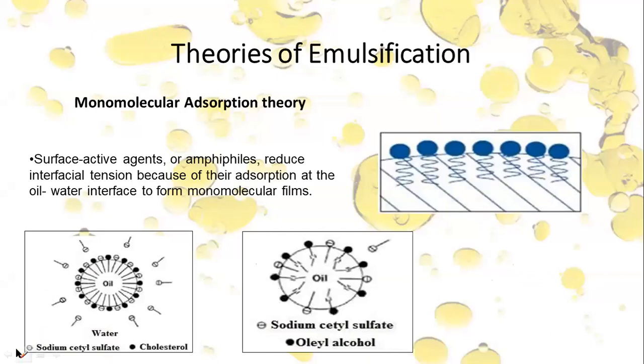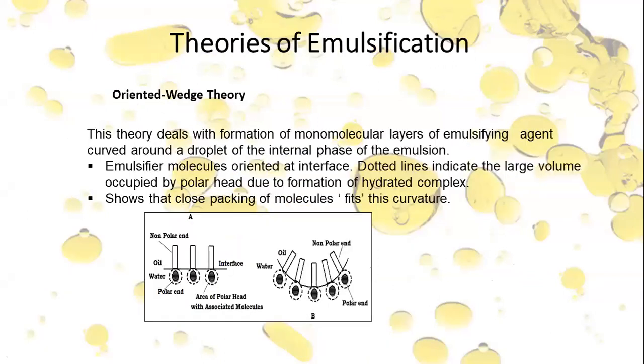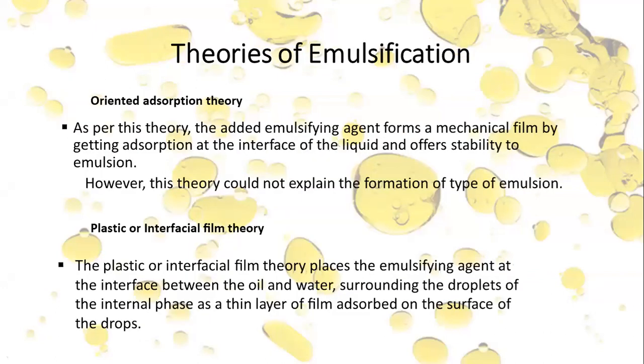So, what are the theories of emulsification? I have already told the monomolecular absorption theory. Then, oriented wedge theory. In the oriented wedge theory, in a system containing two immiscible liquids, emulsifying agents would be preferentially soluble in one of the phases and would be embedded in that phase. Okay, and oriented absorption theory I have done.